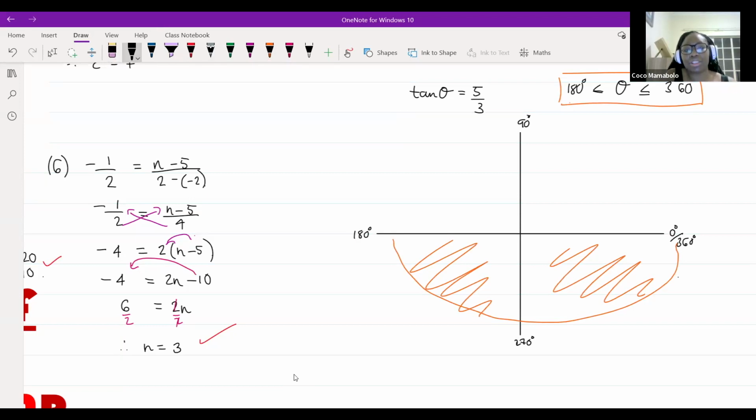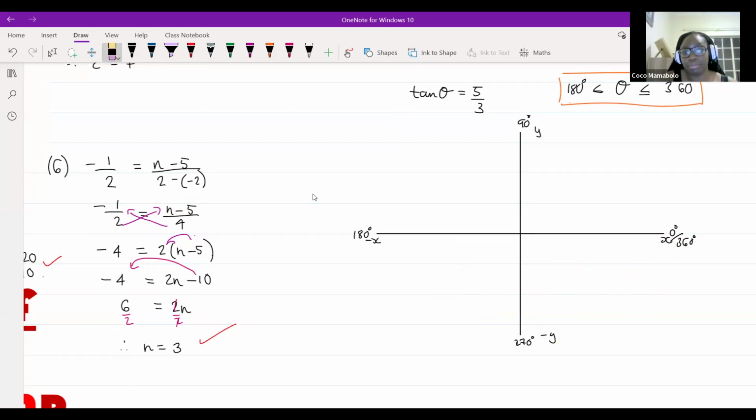I need tan to be positive. That's my x, and that's my negative x. That is y, and that is negative y. If I need tan to be positive, there are possibly two ways that tan can be positive. That's if I have a positive x value and I have a positive y value, or if I have a negative x value and a negative y value. So Abu, you are 100% on the money.